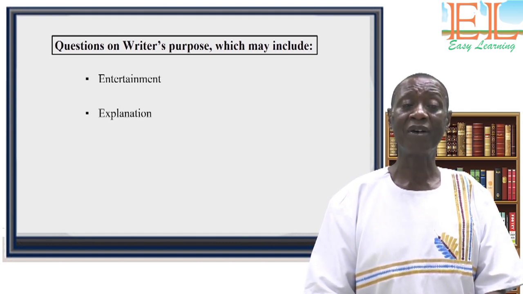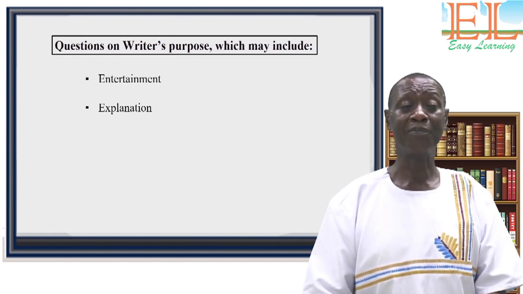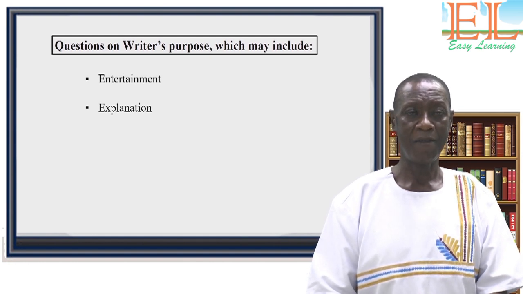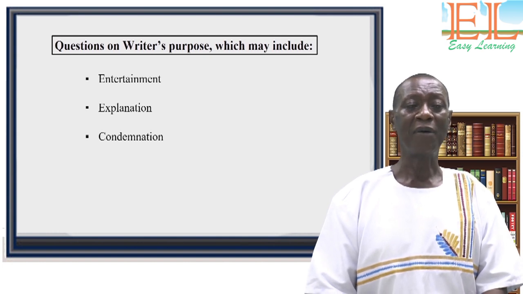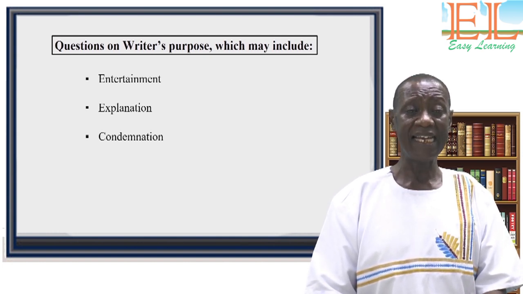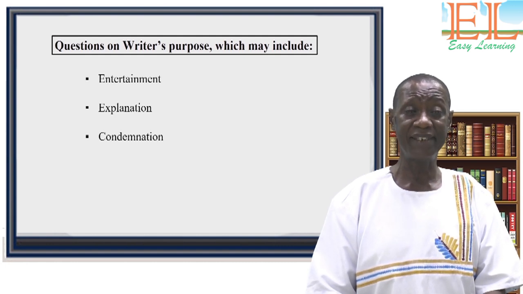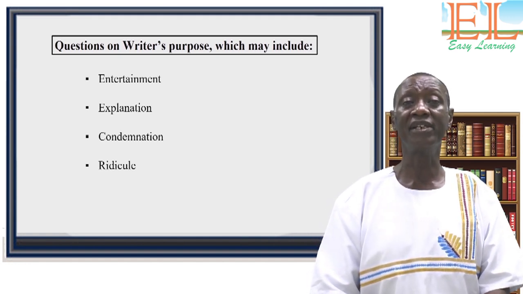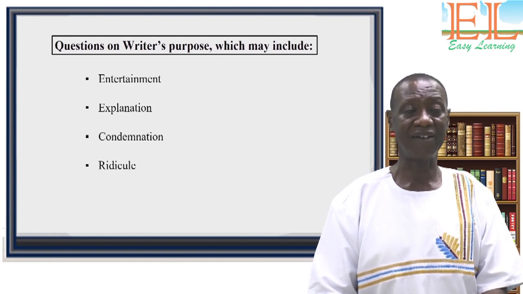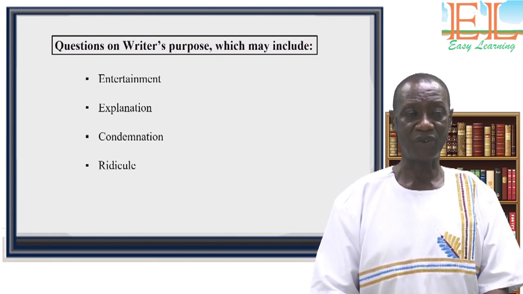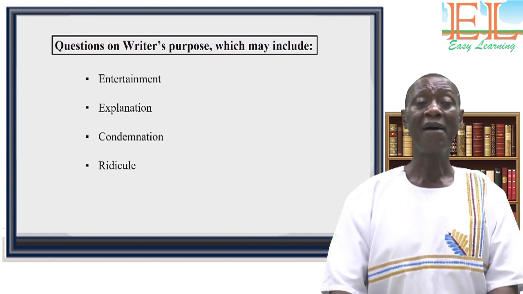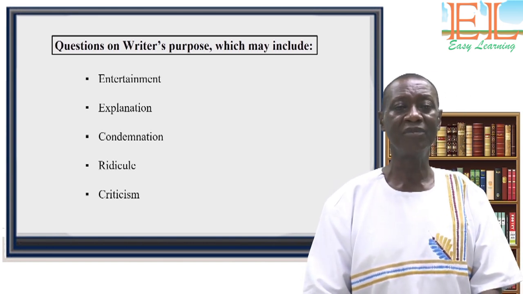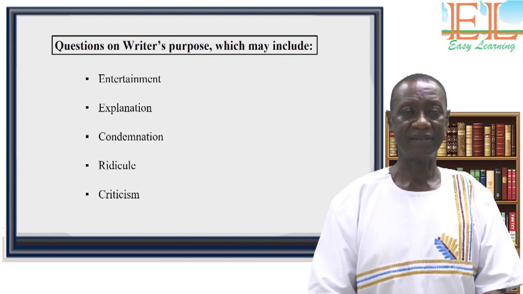Is it for explanation purposes? You read certain articles and they explain how things are done, especially in expository work. Some writers purposely write to condemn. Do you see any elements of condemnation in the passage that you read? Others purposely write to ridicule, laugh at people, laugh at ourselves, as we have in satires and other pieces of work. Then the writer may write to criticize. They'll ask you a question: what sort of criticisms do you get in the passage?